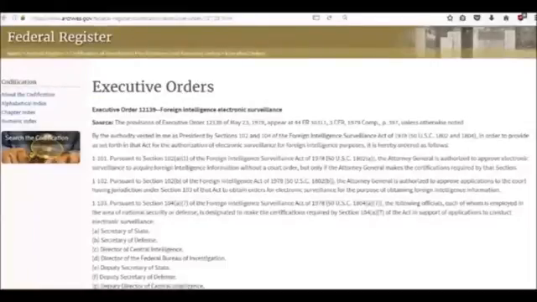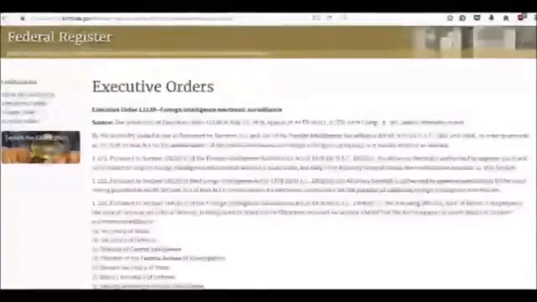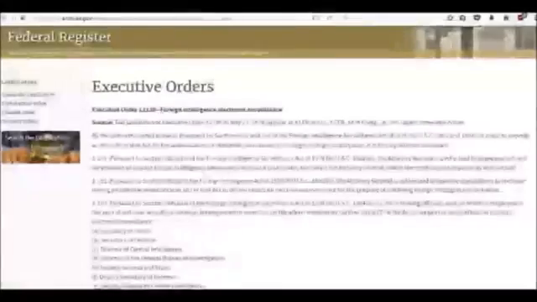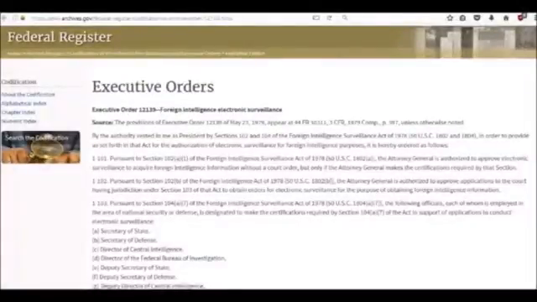12,139 that gives the President just such authority to order surveillance without the court order. The order reads as follows, quote, "By the authority vested in me as President by Sections 102 and 104 of the Foreign Intelligence Surveillance Act of 1978, in order to provide as set forth in that act for the authorization of electronic surveillance for foreign intelligence purposes, it is hereby ordered as follows. 101. Pursuant to Section 102A(1) of the Foreign Intelligence Surveillance Act of 1978, the Attorney General is authorized to approve electronic surveillance to acquire foreign intelligence information without a court order, but only if the Attorney General makes the certifications required by that section.